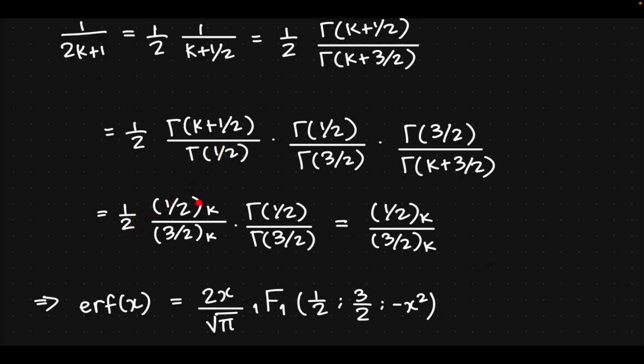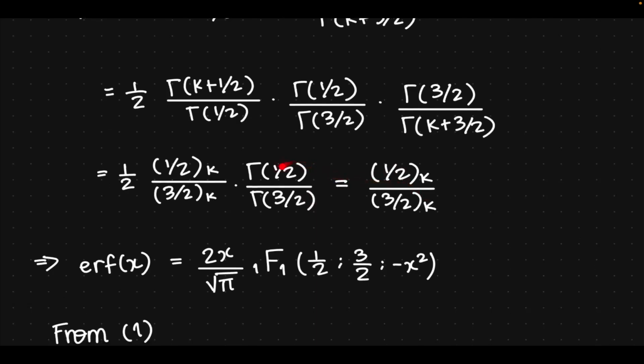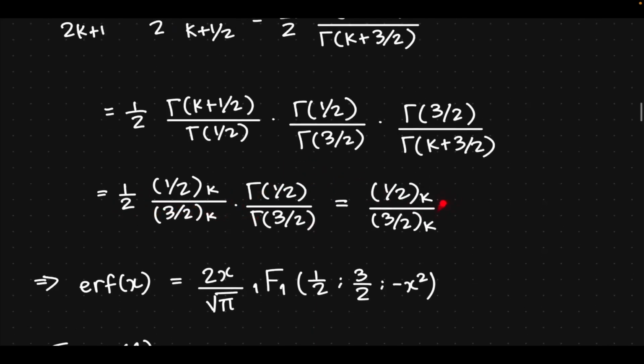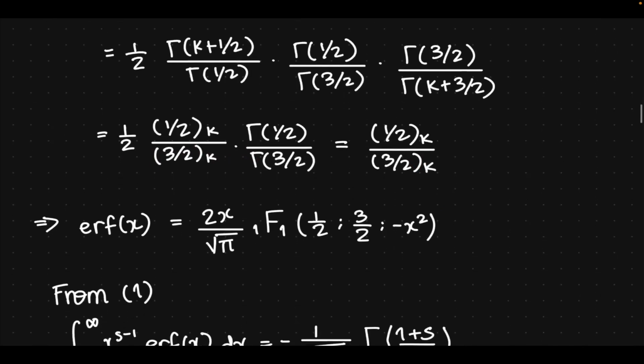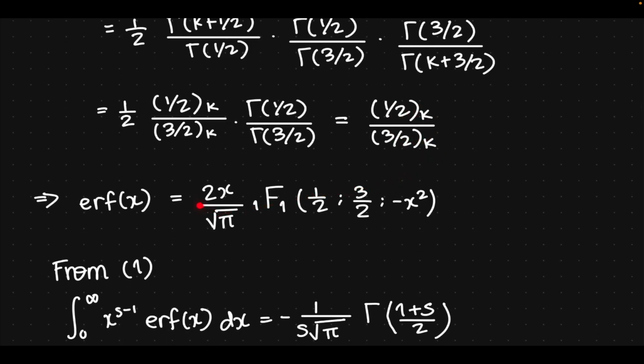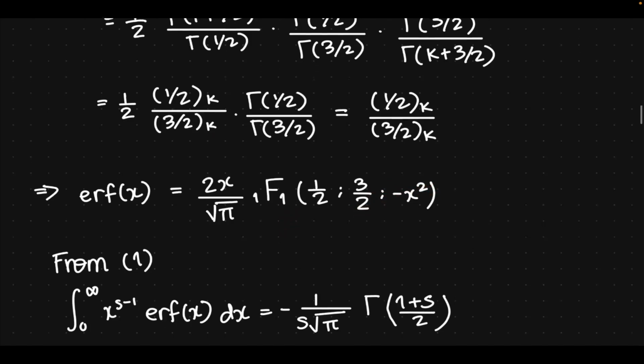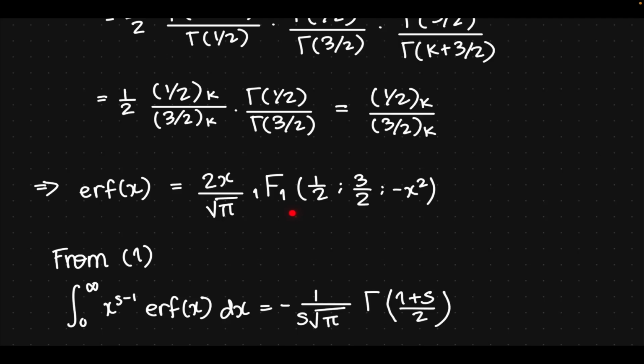So 1/2 sub k divided by 3/2 sub k times gamma of 1/2 divided by gamma of 3/2, which is, all this, the 1/2 will cancel. So we just get 1/2 sub k divided by 3/2 sub k. So the error function, by virtue of rewriting this in terms of the Pochhammer symbol, is just given by 2x over square root pi 1F1 1/2 3/2 minus x squared. Now 1F1 is actually a special hypergeometric function. It's called a confluent hypergeometric function.